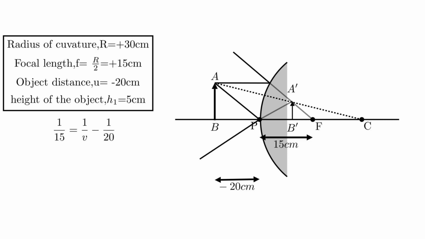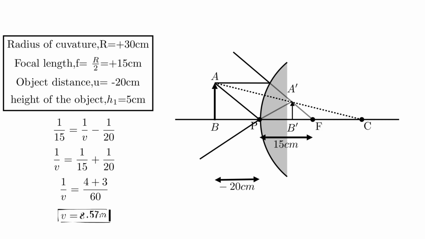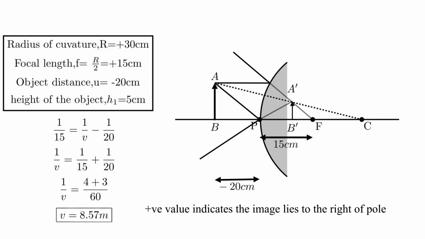On transposing, we have 1 over v equals 1 over 15 plus 1 over 20. By taking LCM, we get 1 over v equals (4 plus 3) over 60, which equals 7 over 60. Taking reciprocal on both sides, we get v equals 60 over 7, which is simplified as 8.57, which indicates the image lies to the right of pole.